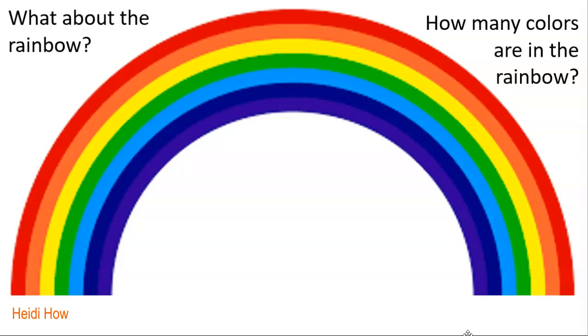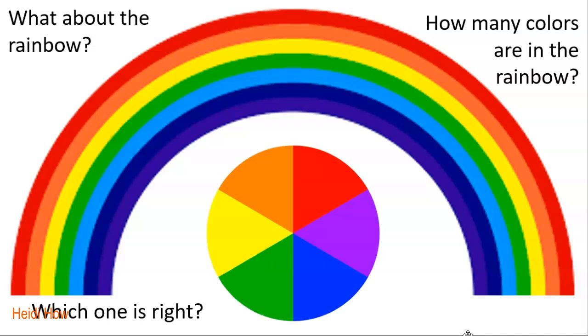Let's talk about the rainbow. How many colors are there in the rainbow? The rainbow has 7 colors. What about the color wheel? Well, which one is right? Are there 6 colors or 7 colors? You can let them argue about that one for a minute.